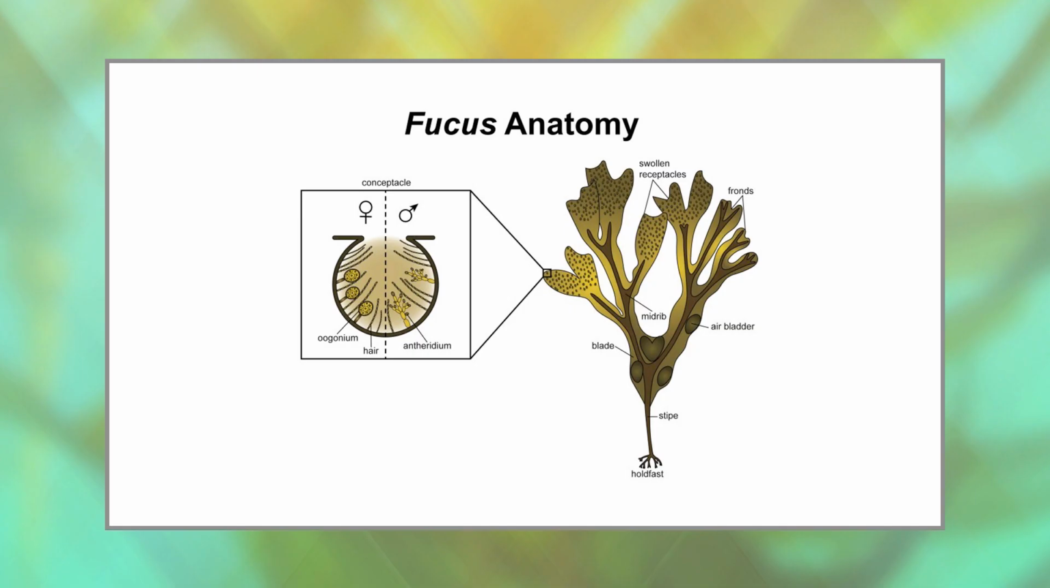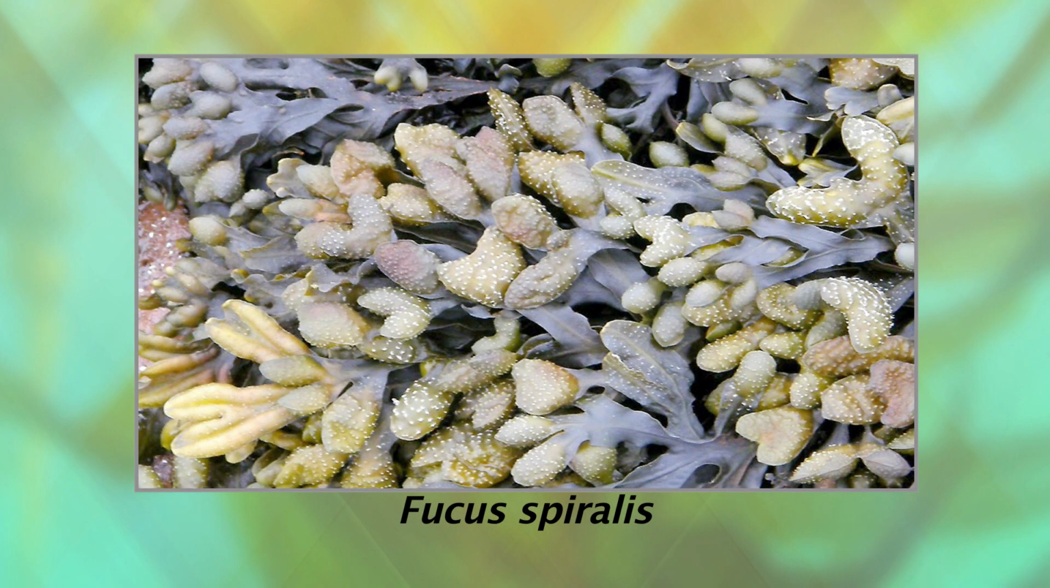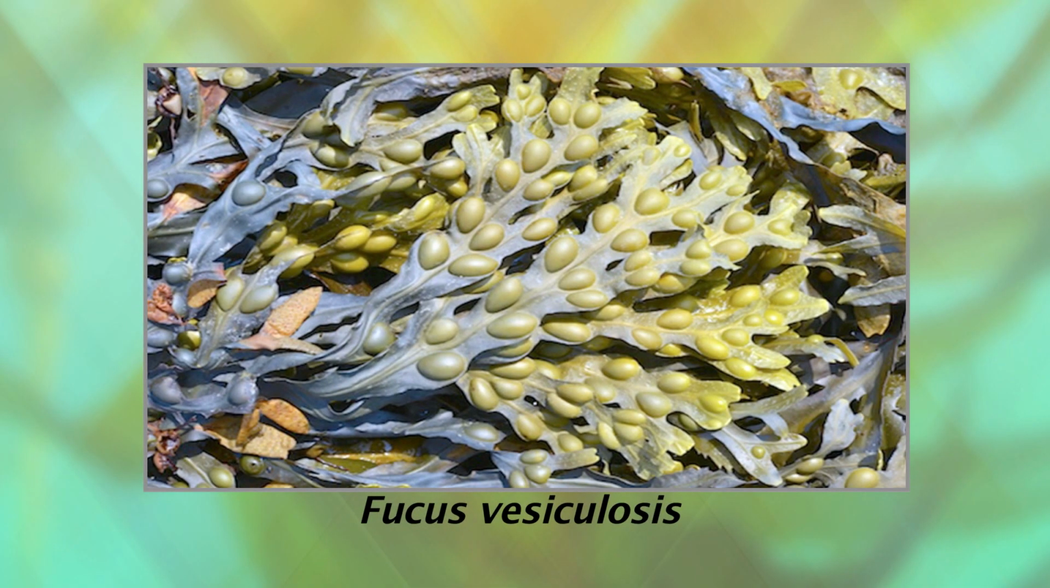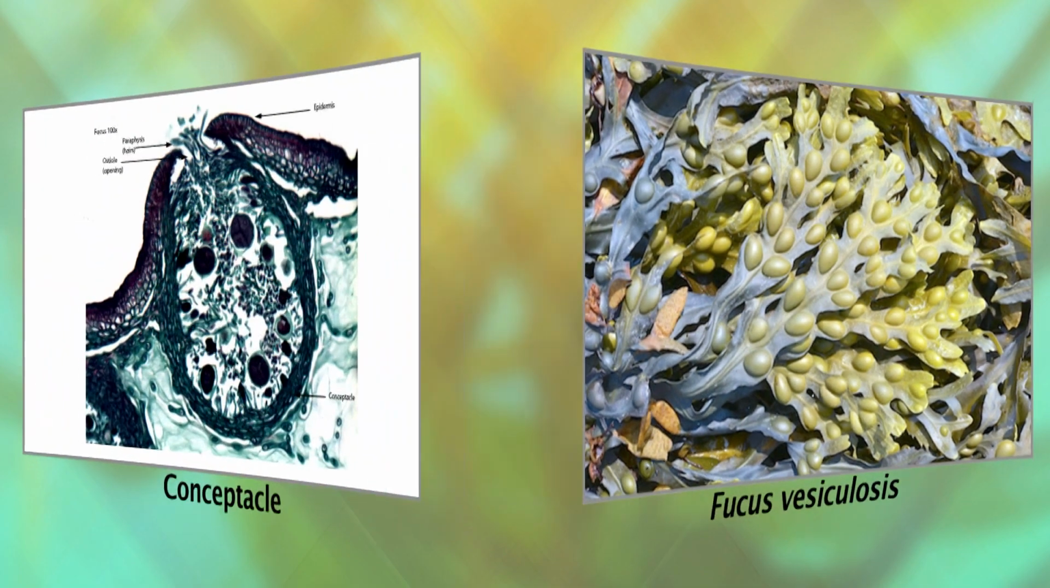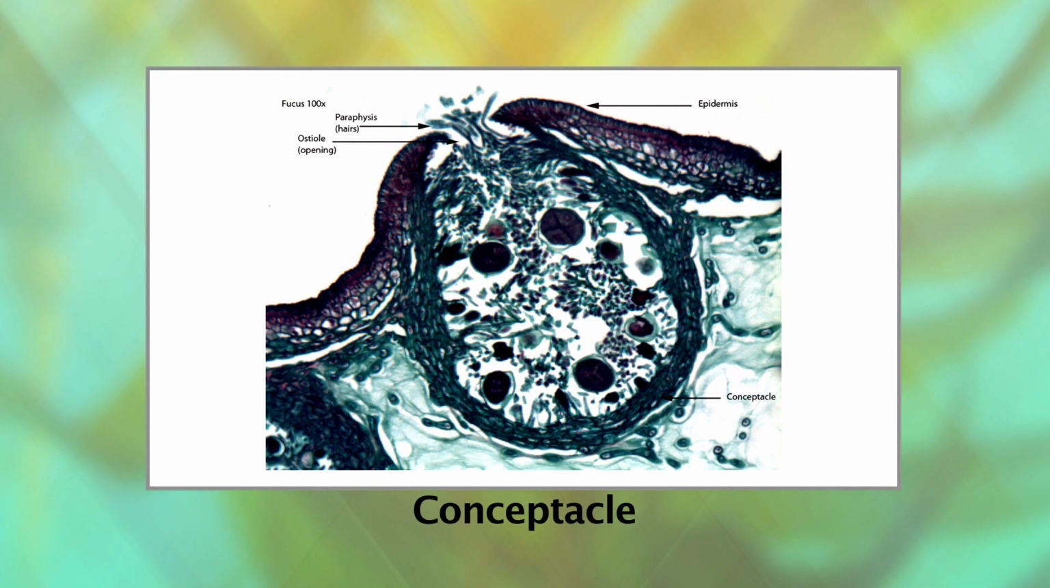The gametes are borne in oogonia and antheridia, which are produced in the conceptacles. To add to the reproductive strategy featured by this genus of brown algae, some species contain both oogonia and antheridia in a single conceptacle, for example, Fucus spiralis, while others have distinct male and female conceptacles borne on two different thalli, for example, Fucus vesiculosus. Within each conceptacle are many multicellular hairs, the paraphyses, which are mixed with antheridia and oogonia.